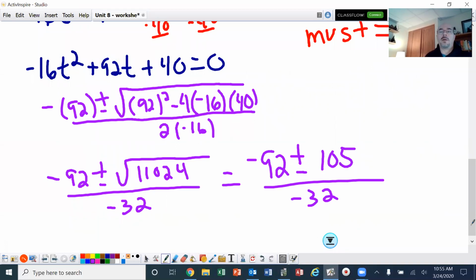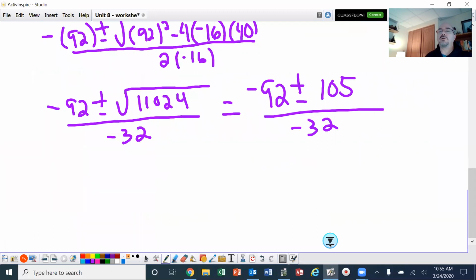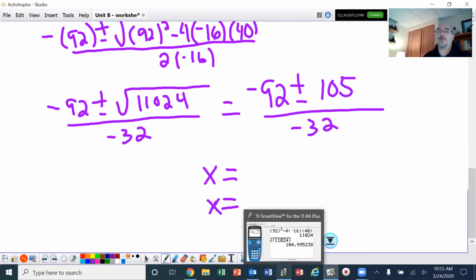Now remember, there are 2 answers here, folks. I'm going to figure out the 2 answers, and then we need to think about which one will be our final answer, or will they both be our answer? Remember, it only hits the ground once, and we're ending up with 2 answers here. I'm going to start with the negative 92 plus 105 and then divide it by negative 32.